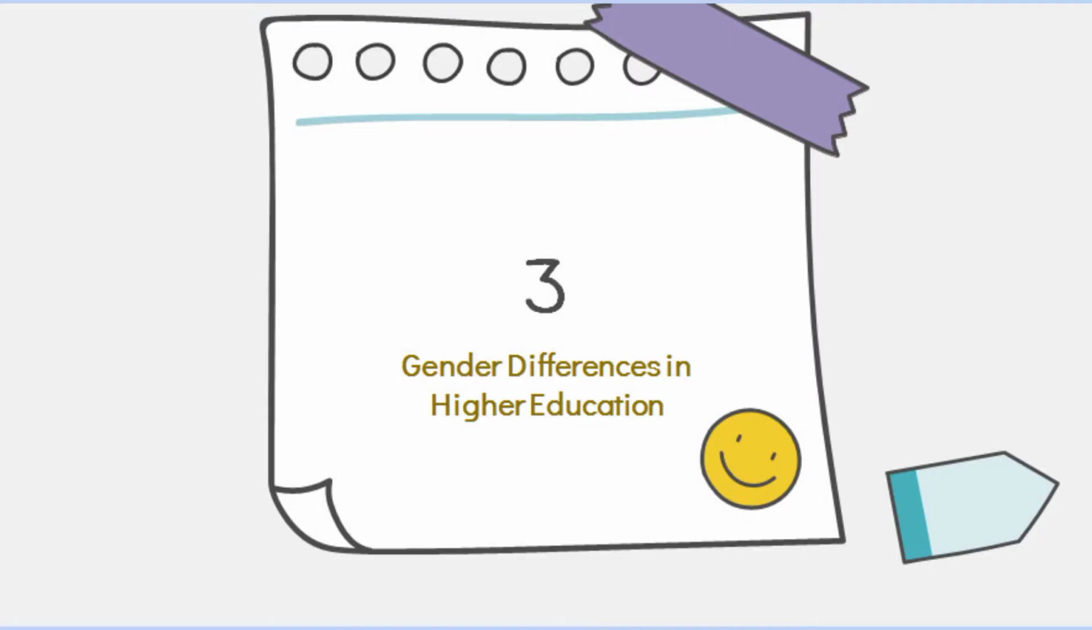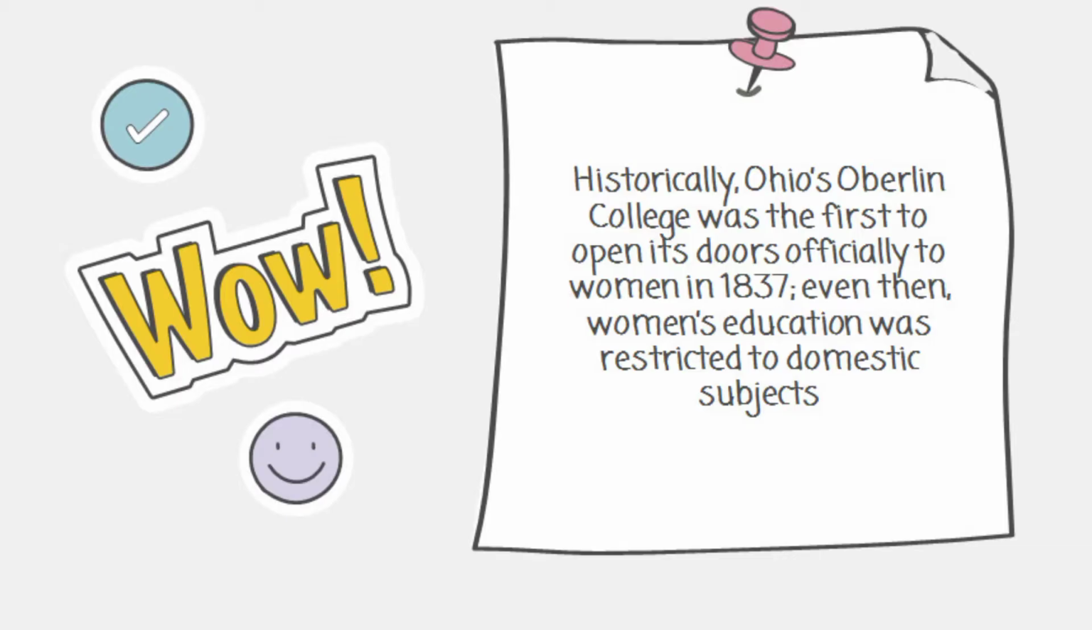The third topic is gender differences in higher education. Historically, Ohio's Oberlin College was the first to open its doors officially to women in 1837. Even then, women's education was restricted to domestic subjects. Through the 19th and into the early 20th centuries, most female college students were educated at women's colleges, where they received an education befitting a privileged woman, that is, one focusing on literature and domestic arts.